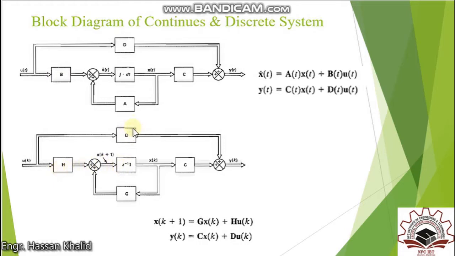And similarly, our system in the discrete domain is defined by the g vector, and the state equations for both systems are also mentioned in front of their block diagrams. You can easily see them.